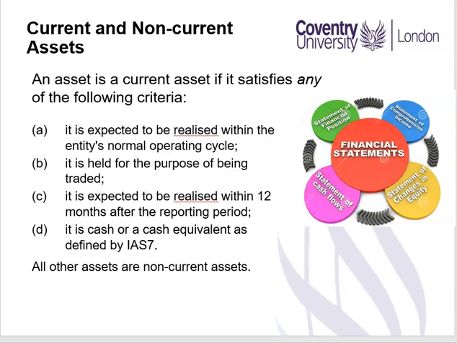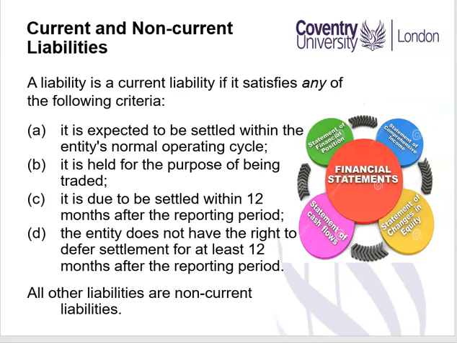So if you know these 4 criteria, then if it does not meet any of these 4 criteria, it must be a non-current asset. In terms of current liabilities, a similar approach is used for the definition. A liability is a current liability if it satisfies any one of the following 4 criteria. 1, it is expected to be settled within the entity's normal operating cycle. Like I said earlier, if the operating cycle is 6 months, it is expected to be settled within that 6-month period. If it is 12 months, it's expected to be settled within 12 months.